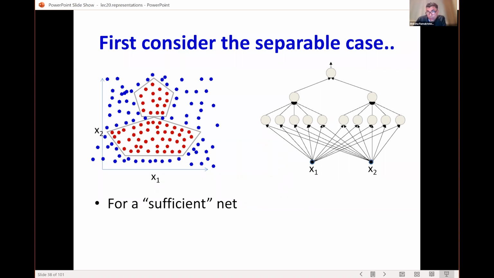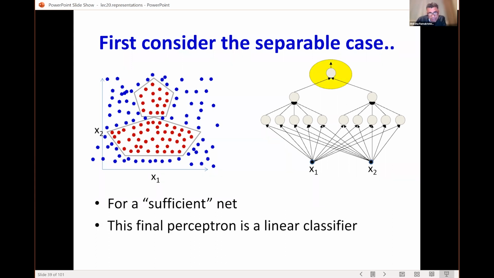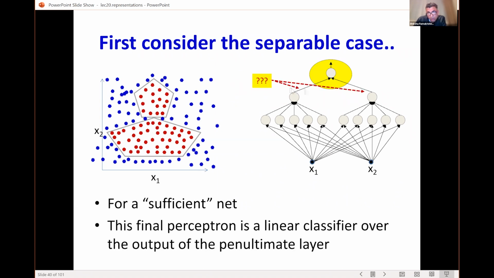But then we know that our perceptrons are linear classifiers, right? So if this perceptron is a linear classifier and it's doing a perfect job of separating the red and the blue classes, then if you look at what the perceptron itself sees, what can you say about the values Y1 and Y2 that are being fed to this perceptron? What must their characteristic be? Can anyone tell me?